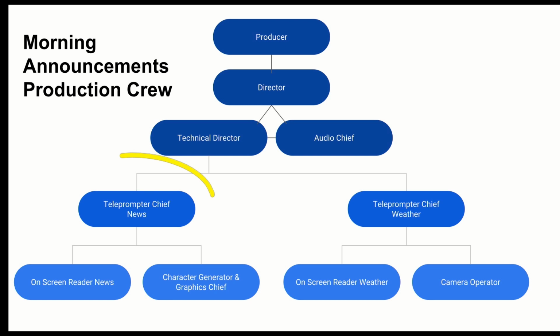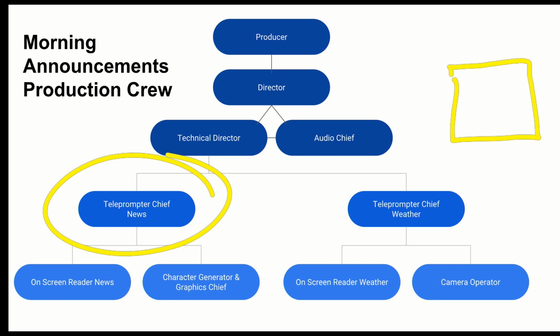Now, the teleprompter chief, which is something we'll look at, the teleprompter is essentially something that the on-air talent looks at, and it shows the on-air talent what to say. And it kind of scrolls upward. And we'll look at that in more detail in the next video. But this teleprompter chief is helping.